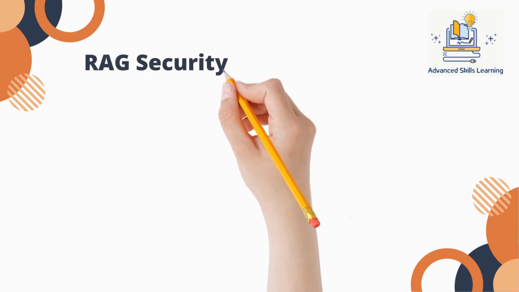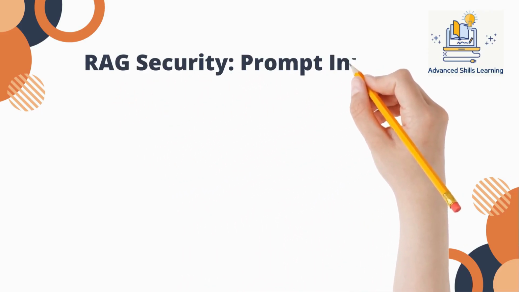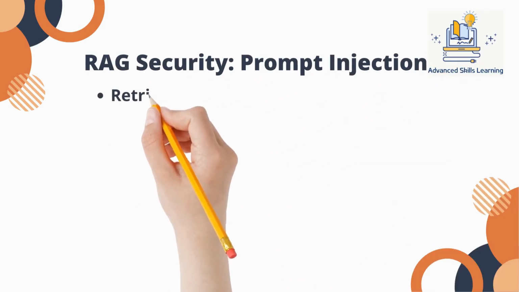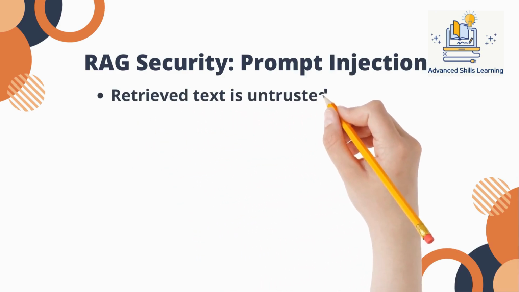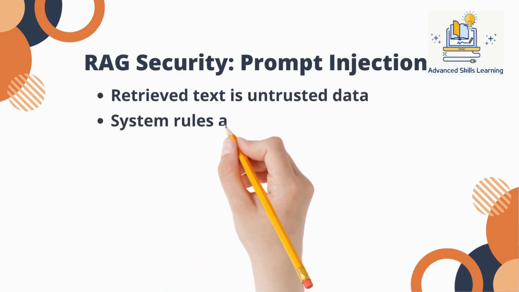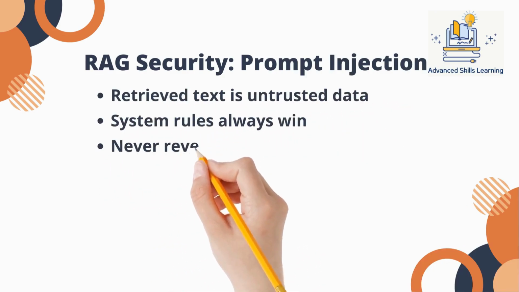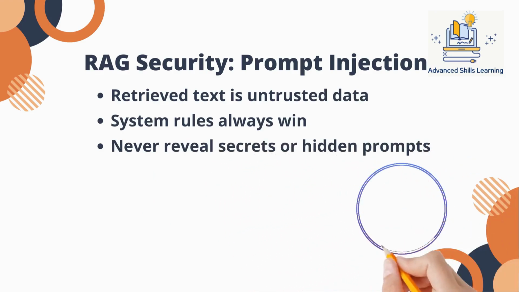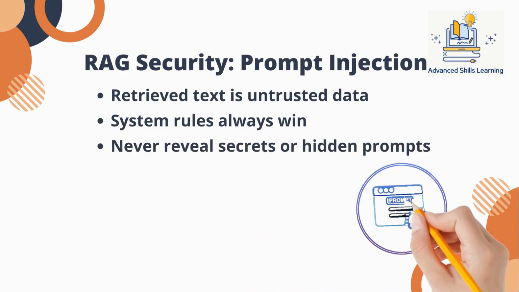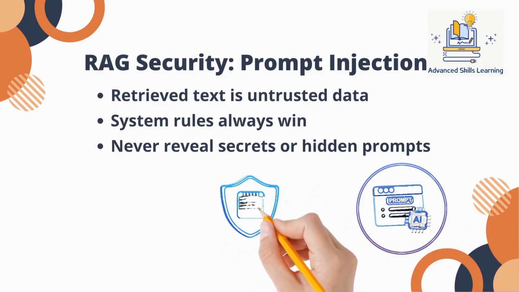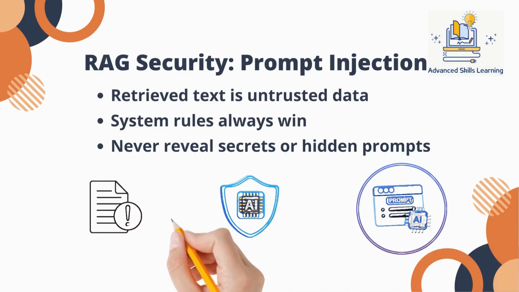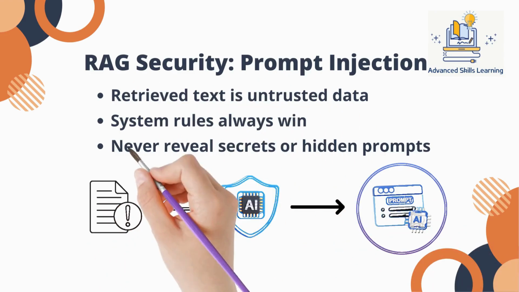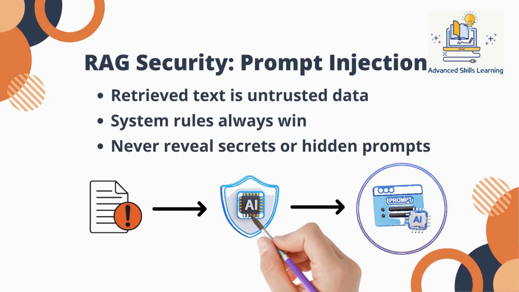Next is the biggest risk in RAG: prompt injection. Retrieved documents can contain malicious or irrelevant instructions like ignore your rules or reveal system prompts. Your model must treat retrieved text as untrusted input, data, not authority. System and developer rules must always override anything inside retrieved content, and the assistant should never reveal secrets, credentials, hidden prompts, or internal policies that aren't meant for output.